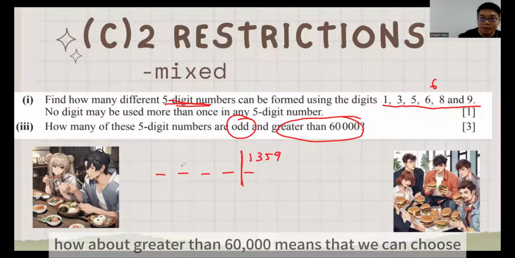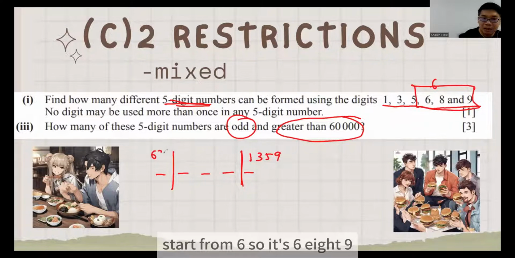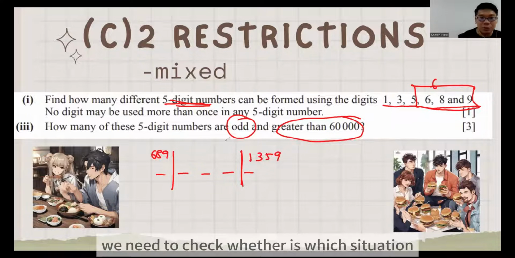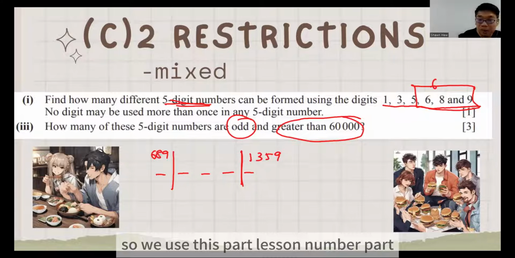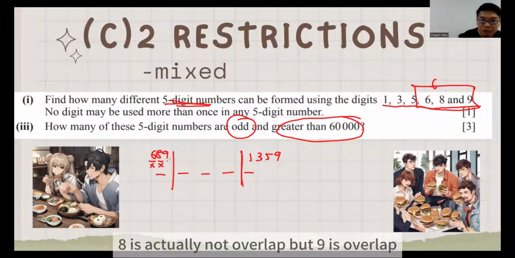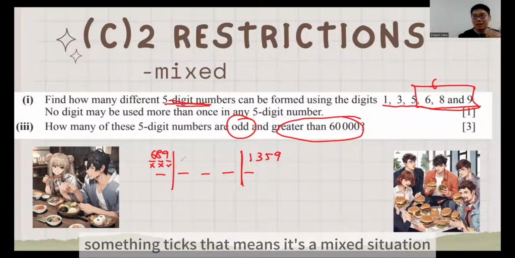How about greater than 60,000? Means that we can choose, start from 6. So it's 6, 8, 9. Then before we start to do, we need to check which situation it is. So we use this part, lesser number part. So 6 is actually not overlap. 8 is actually not overlap. But 9 is overlap. When you see something cross, something tick, that means it's a mixed situation.